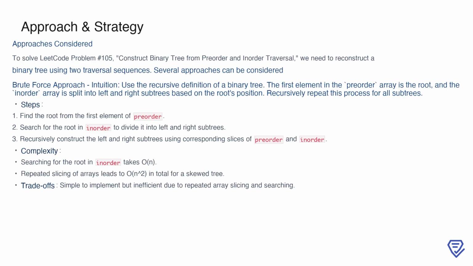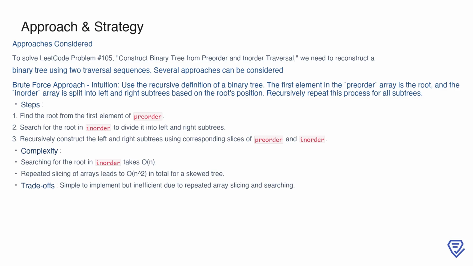To solve the problem of constructing a binary tree from preorder and inorder traversal sequences, we can consider several approaches. One straightforward method is the brute force approach, which builds on the recursive definition of a binary tree. The key idea here is that the first element in the preorder array is always the root of the tree. Using this, we locate the root in the inorder array, which allows us to divide the array into left and right subtrees. Then, we recursively repeat this process for each subtree.